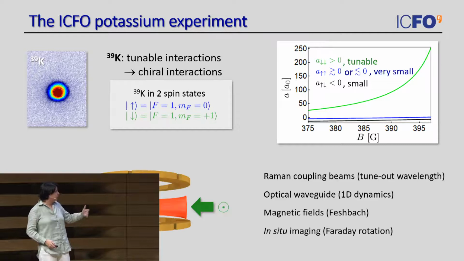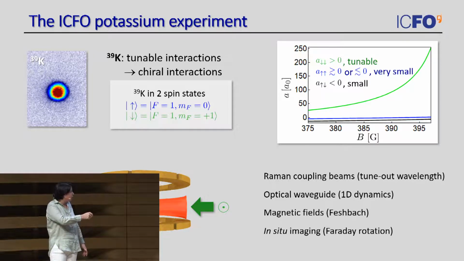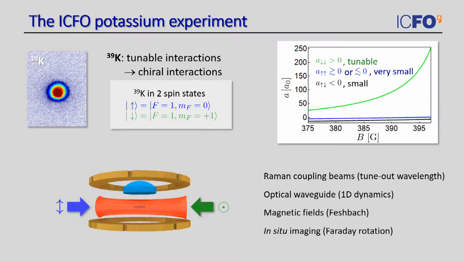So in our experiments, what we do is that we prepare a potassium-39 BEC here. We subject it to counter-propagating Raman beams with orthogonal polarizations. These Raman coupling beams, we actually choose them at the tune-out wavelength of potassium, such that they only do Raman coupling and they don't add additional scalar potentials.